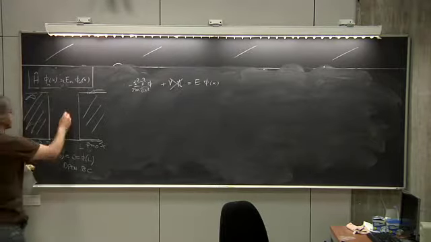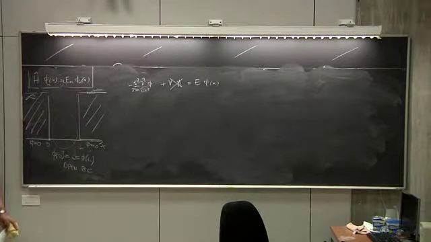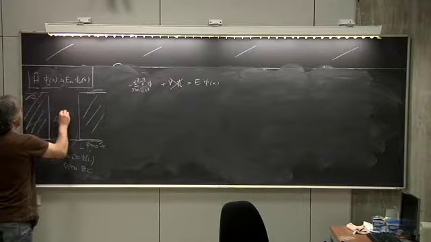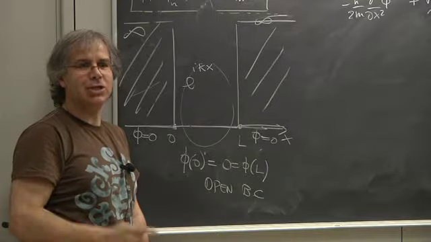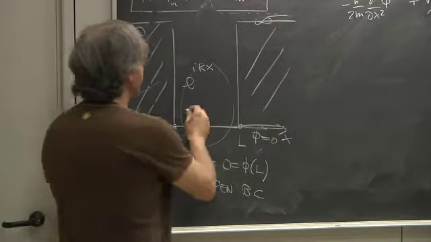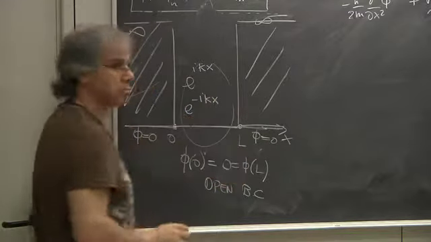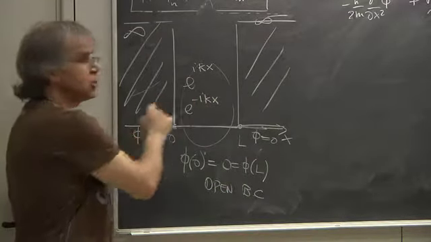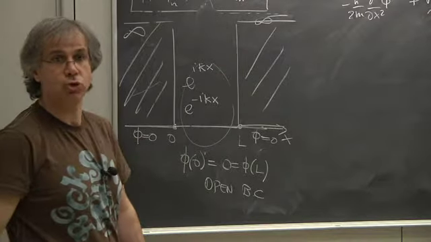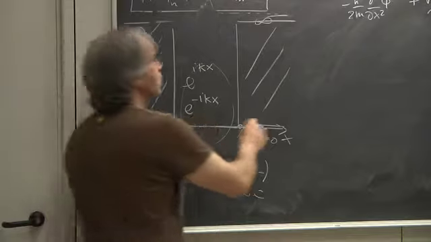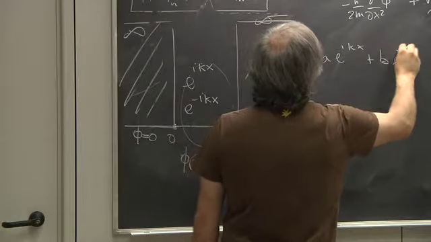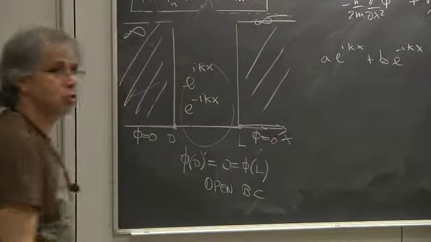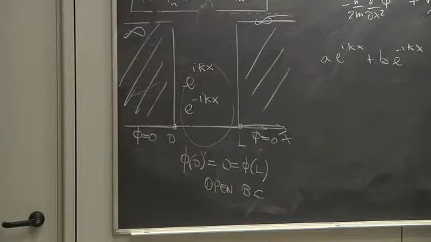Inside here, the wave function is that of a free particle, and we know what the solutions are: e to the i kx. Well, let's agree on something. Suppose that k is positive. Then this is not the only solution. There is another one, which is e to the minus i kx in general. So a combination of these two would be a solution, because this is a solution and this also is a solution. So a e to the i kx plus b e to the minus i kx is the most general solution inside.